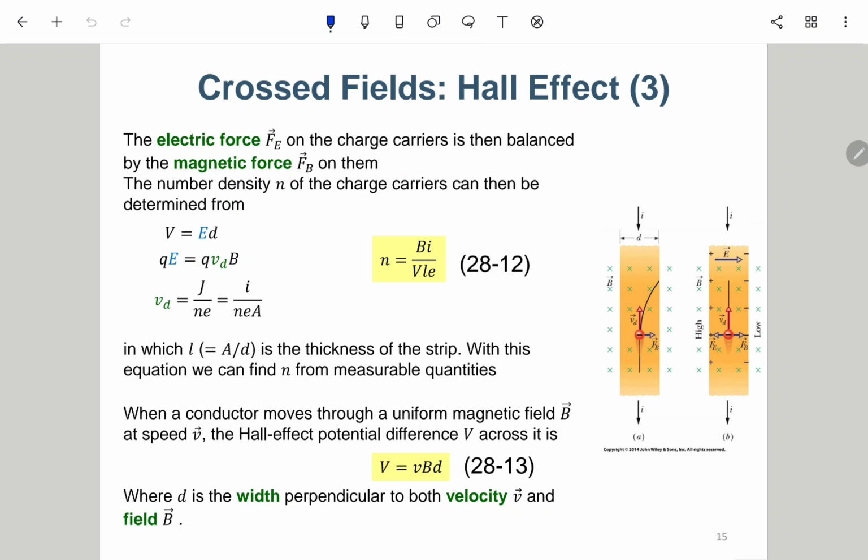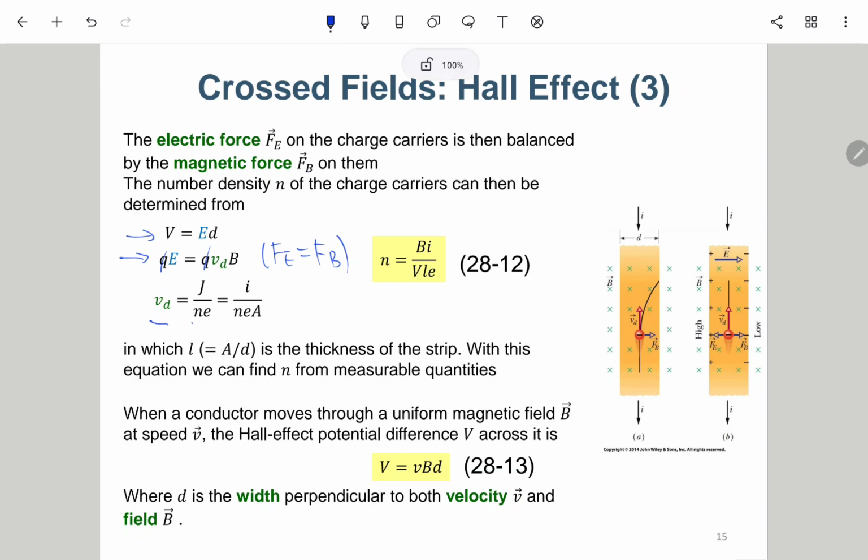Okay, so here we have some formula to derive. This one, V equals ED. We just assume the E field is uniform inside the wire. Then Fe equals Fb, to reach the equilibrium situation. So we have QE equals QVD times B. Q and Q can be cancelled, so it becomes E over B equals VD.